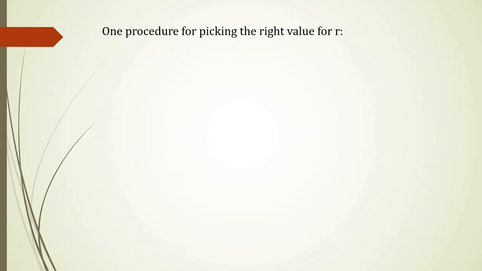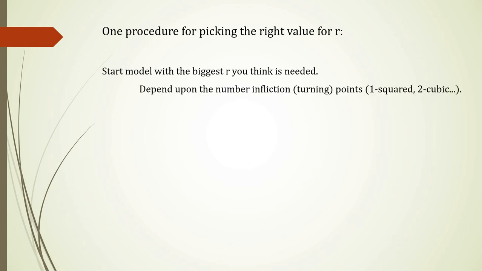So what is the right procedure for picking the right value of r? How many polynomial terms do you need to have in your model? So first recommendation, start the model with the biggest r you think is needed. For example, let's say x_i to the power of 4. It depends upon the number of inflections, turning points. So I already told you, if we have x to the power of 4, it means that we have 4 inflections, 4 changes of direction.